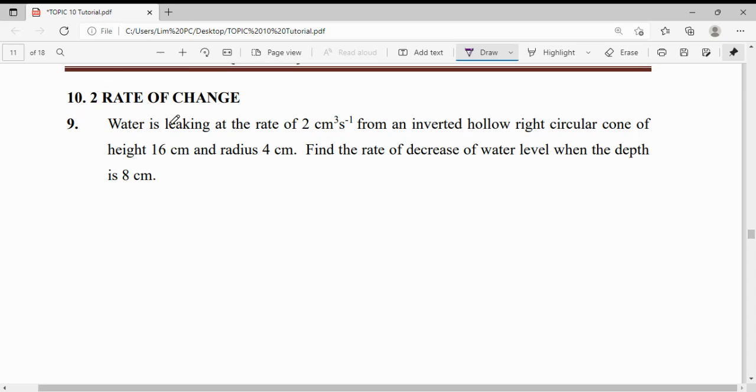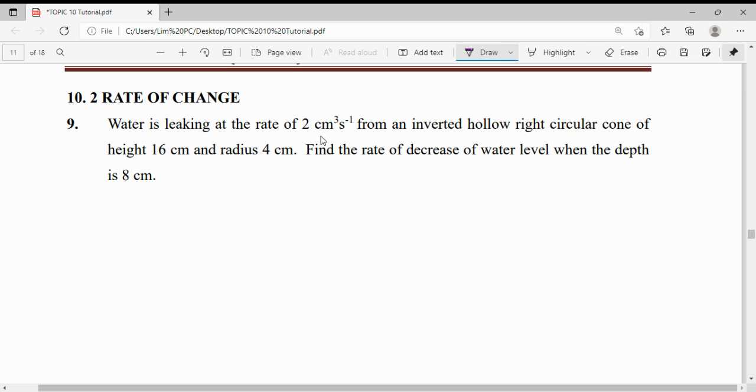For question 9, water is leaking at the rate of 2 cm³ per second from an inverted hollow right circular cone of height 16 cm and radius 4 cm. Find the rate of decrease of the water level when the depth is 8 cm. So from this question, we identify the shape. The shape we're talking about here is water leaking from a circular cone.